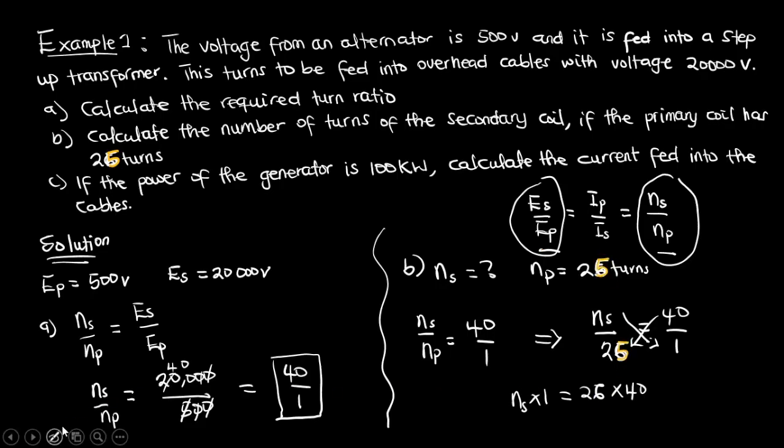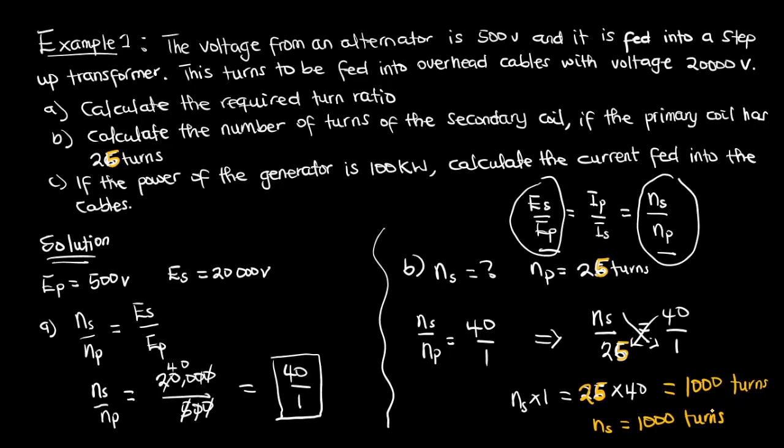So this side is going to be 25 multiplied by 40, and if we do that, it's going to give us 1,000 turns. So it means that the number of turns in the secondary side is 1,000 turns. So this is the answer for the B part.